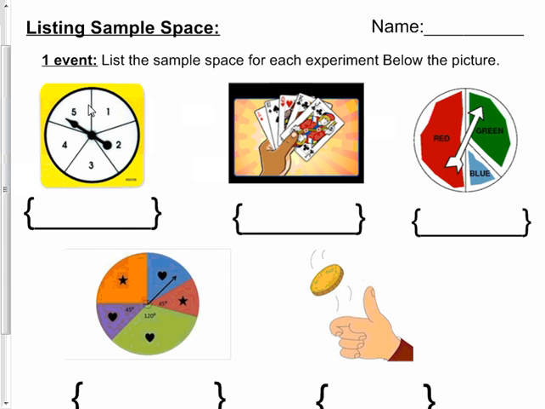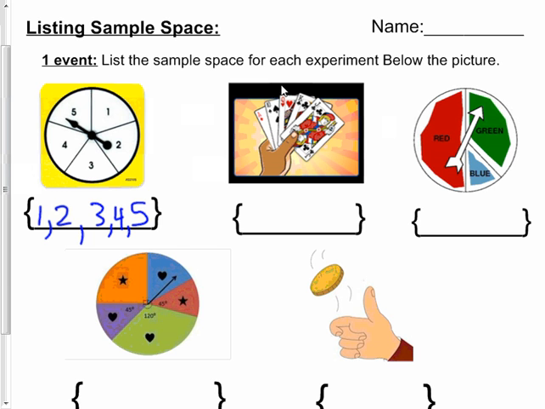So the first outcome that could occur would be a 1. I could spin the spinner and get a 1. Then we put a comma. I could also get a 2, comma, a 3, comma, a 4, comma, or a 5. So this is a list of all the possible outcomes, or we call it the sample space of spinning this spinner. There are 5 different possible outcomes, as you can see inside of our bracket.